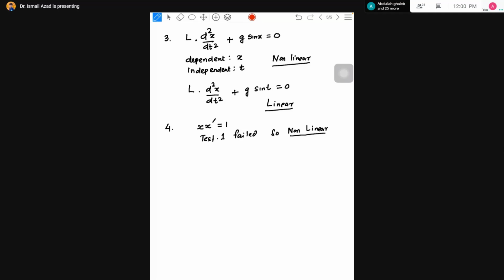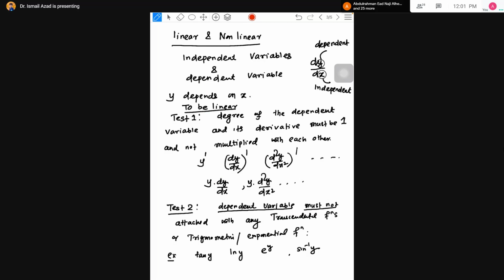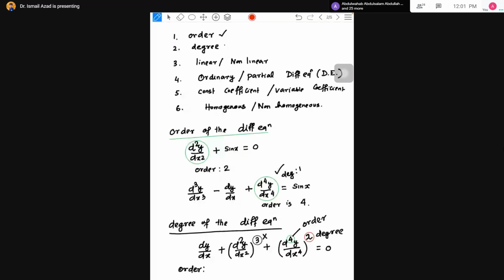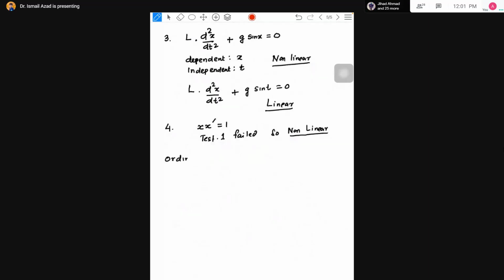So now see one more. Where are we? We finished order. We finished degree. We finished linear and non-linear. Now we come to ordinary and partial differential equations. I'm going to finish it because it will take very little time. I am separating this by a line.